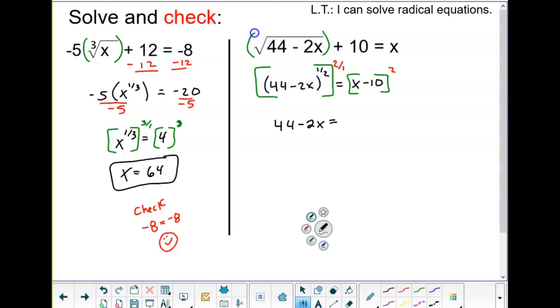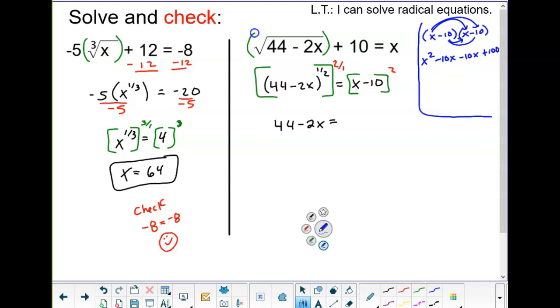Uh-oh. X minus 10 squared. You may have to come over here and do some side work, unless you can do this in your head, but remember what it means to be squared? It means take x minus 10 times x minus 10. And we have to FOIL, or you can use the box method, but we need to multiply these out. So I get x squared minus 10x minus 10x plus 100.